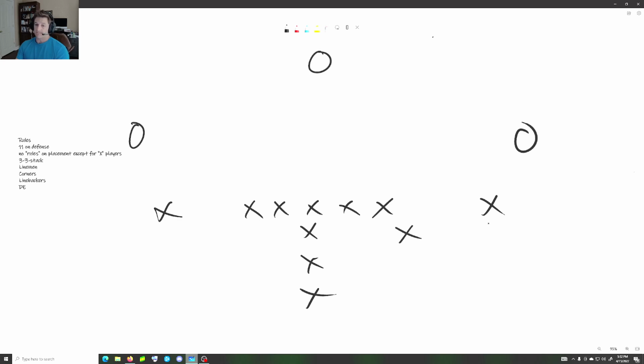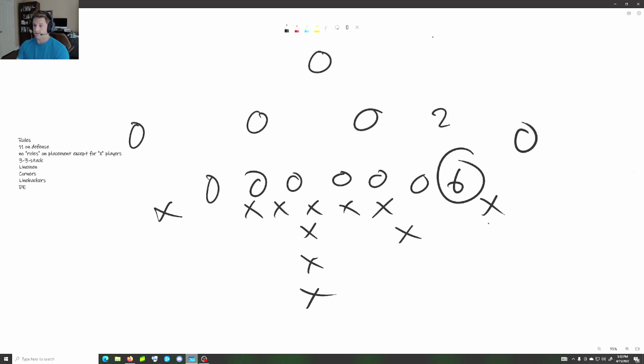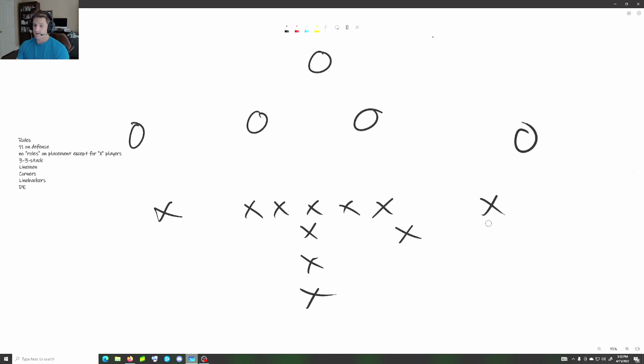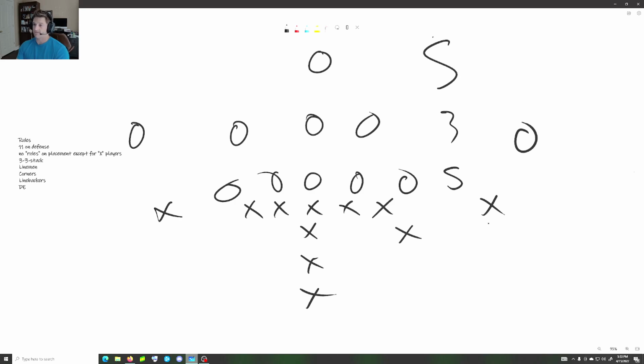And then we'll see big goal line type defenses. We'll see a 6-2 right here. Why? Because we have 6 linemen and 2 linebackers. We'll see a 5-3 here, because we've got 5 and 3.